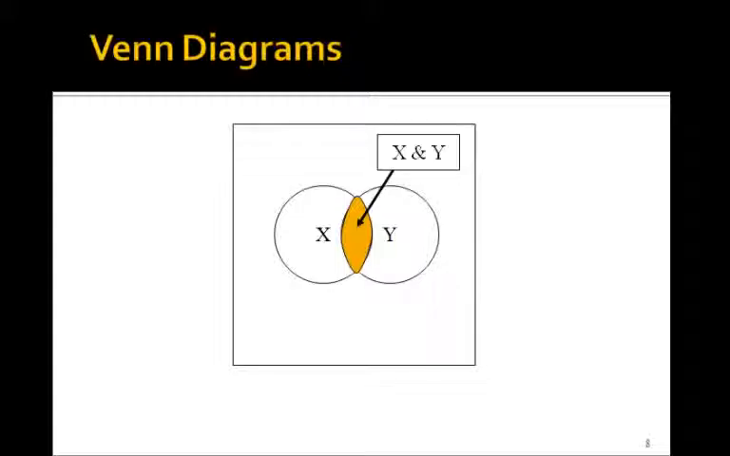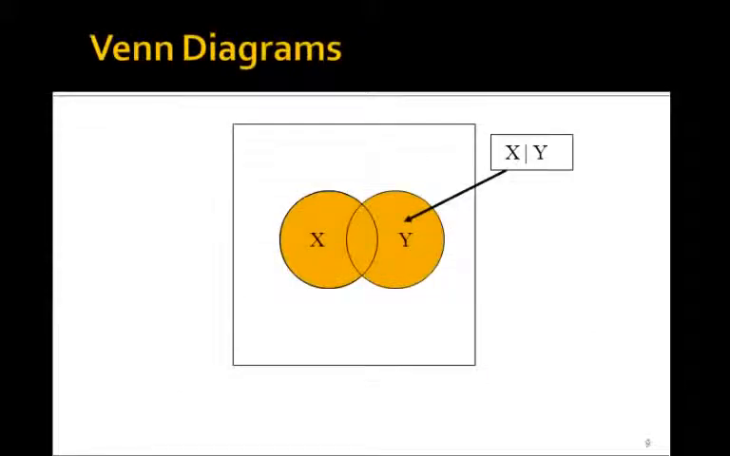Now what do you suppose x or y would look like? Yeah, exactly. We just color in both of them. This is all of x. This is all of y. That is, y is true here. x is true here. So this colored area, including the overlap, represents x or y. That is, either x is true or y is true or both.